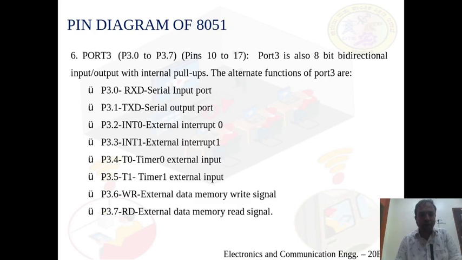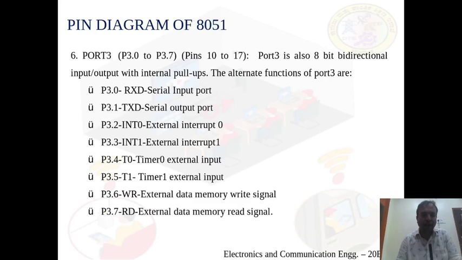Coming to the port 3, in port 3 we have total 8 pins P3.0 to P3.7. Port 3 will also act as a bidirectional IO port with internal pull-ups. Apart from this function, port 3 pins will have some special functions we can see here. P3.0 pin will act as a RxD serial input port. P3.1 pin will act as a TxD serial output port.